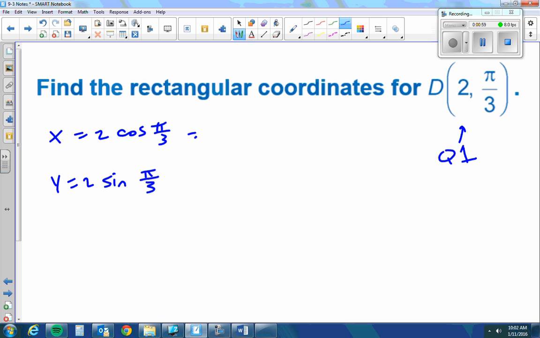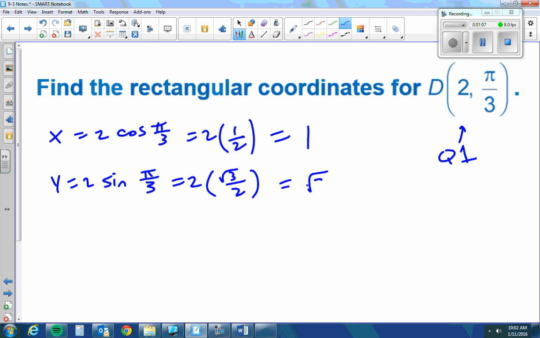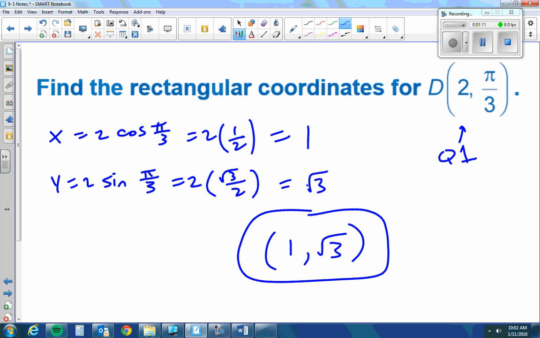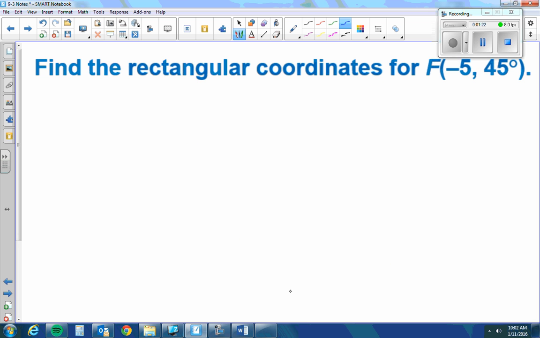Now do the math. Cosine of pi over 3 is 1/2, so you get 1 there. And sine is square root of 3 over 2, so you get square root of 3. So it's positive 1 comma square root of 3, and we're done. And by the way, they're both positive, first quadrant, so that's good. These are easy because you just plug in the formula and just don't make silly mistakes.